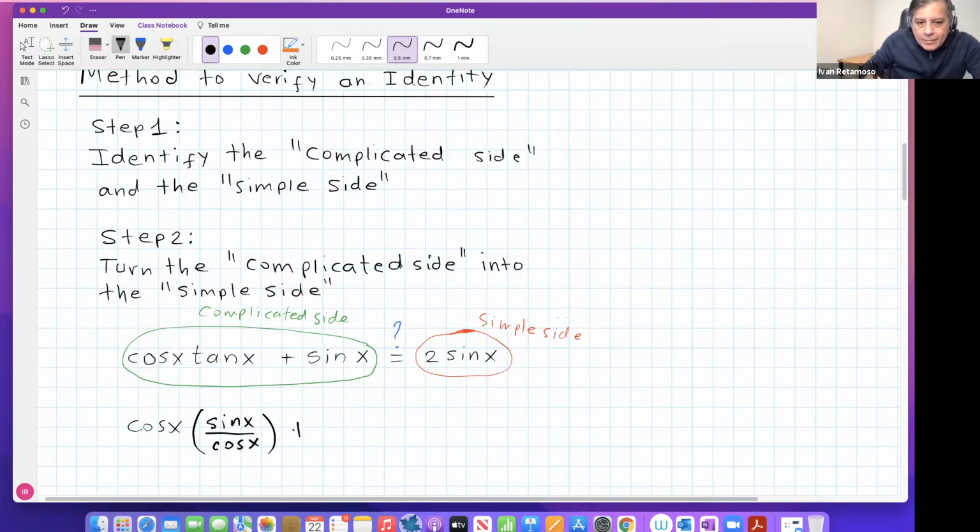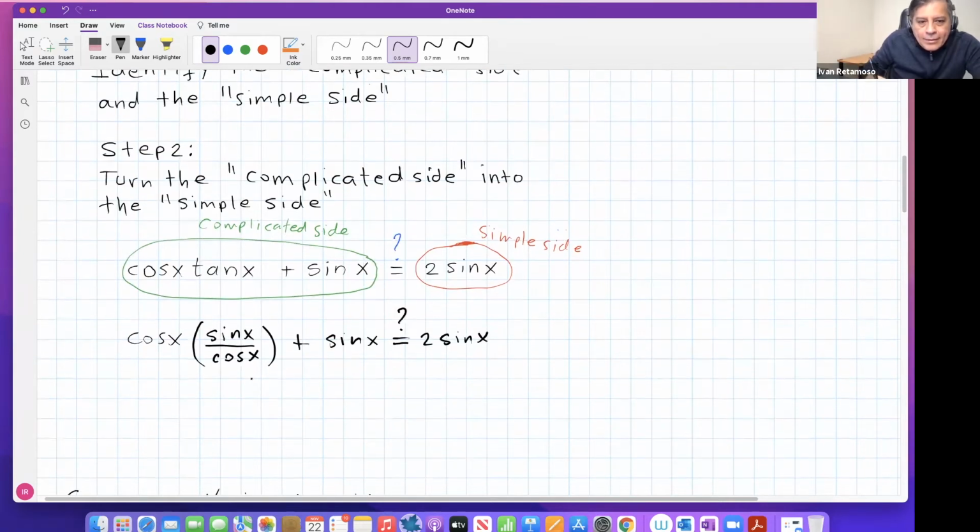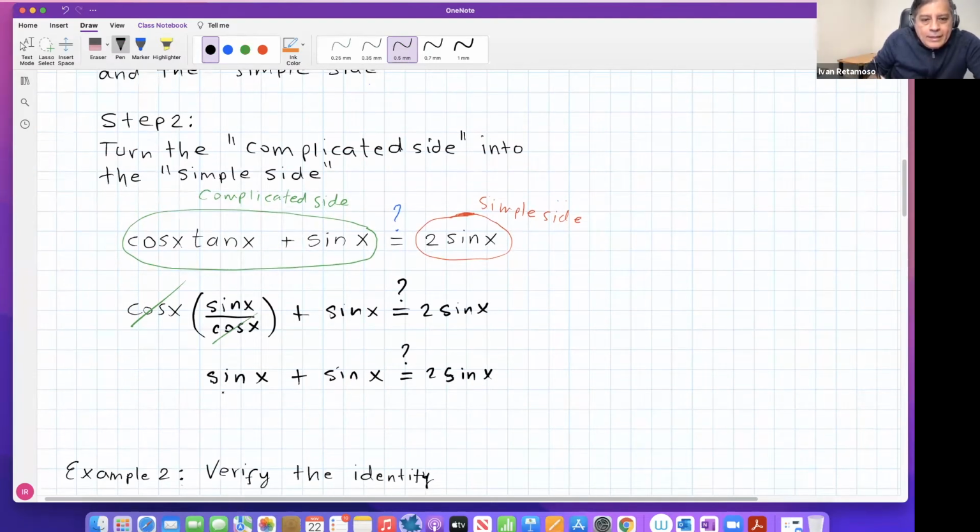Just tangent, right? Plus sine of x. They still don't look identical yet, so let's keep the question mark there. But now, notice, this cosine of x and this one cancel, right? What is left? Just sine of x here, plus sine of x, still a question mark because they don't look identical yet, but they're going to soon. And now finally, sine of x plus sine of x is just twice sine of x, right?